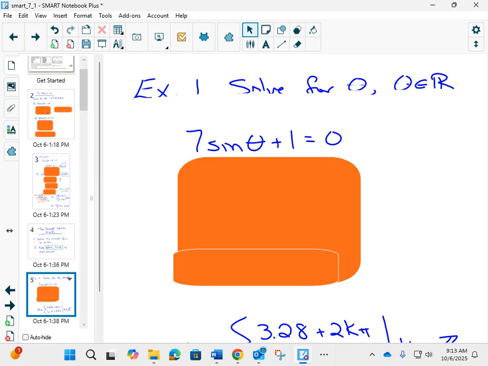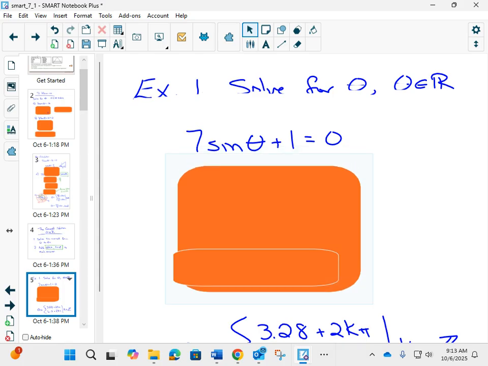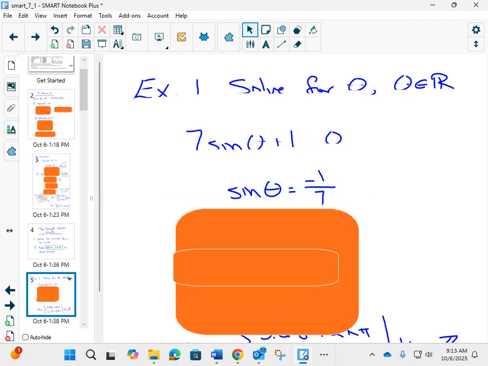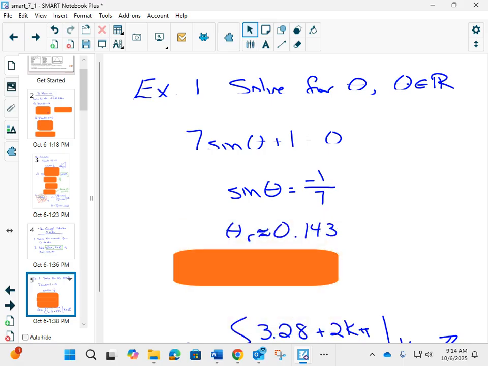So what do we do? We want to solve for theta. We get the sine theta by itself by moving the 1 over and dividing by 7. And then take out your calculator and find your reference angle. And your reference angle is 0.143.